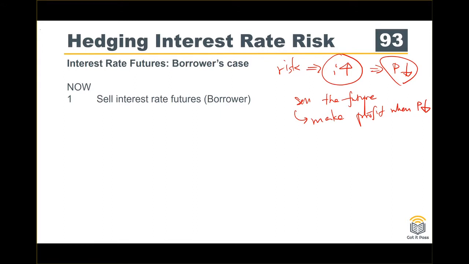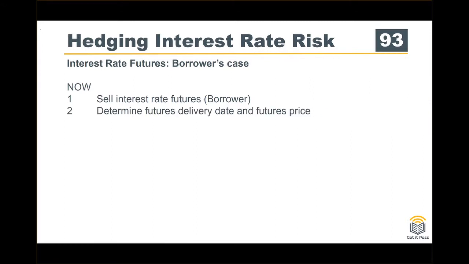So here you sell the interest rate futures, you determine the futures delivery date and futures price, and also calculate the number of contracts. So it's very similar to currency futures. But the difference is you have to identify whether you are the borrower or the depositor. If you are the borrower, you sell the interest rate futures because the underlying asset price should go down in order to make profit for you.